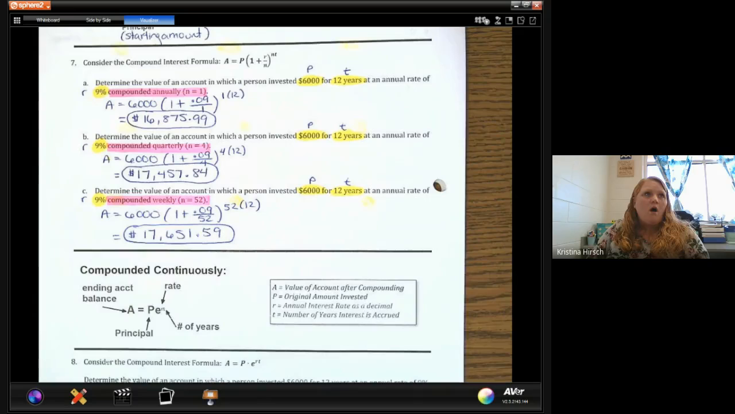Now, if you are having a loan and you're the one paying the interest, then you don't want it compounded a whole lot. You know what I mean? You only want it compounded quarterly or annually or something like that. You don't necessarily want it monthly and all that kind of stuff.